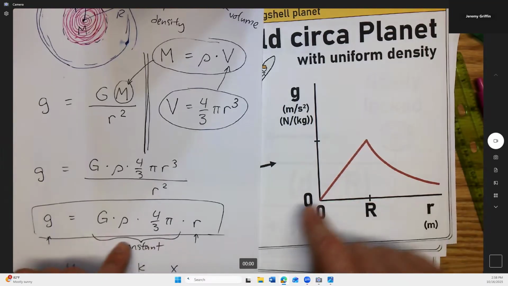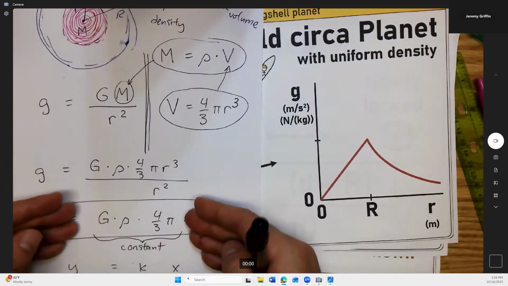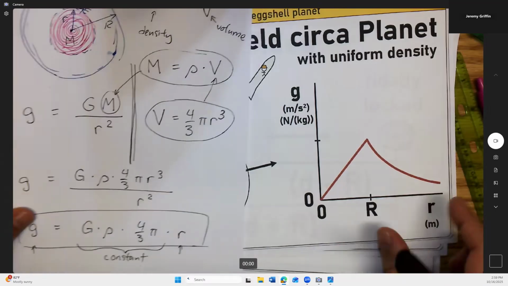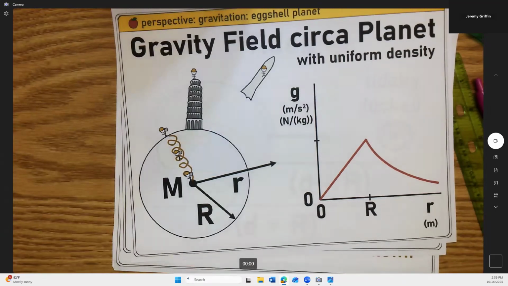Okay, yeah, the slope of this line is all these right here. Yeah, G rho 4/3 pi. That's the slope of this line. Okay. All right. So maybe a little technical, but that was a fun adventure.